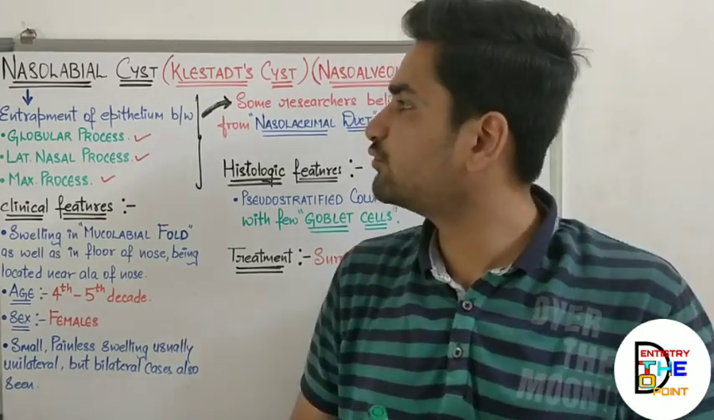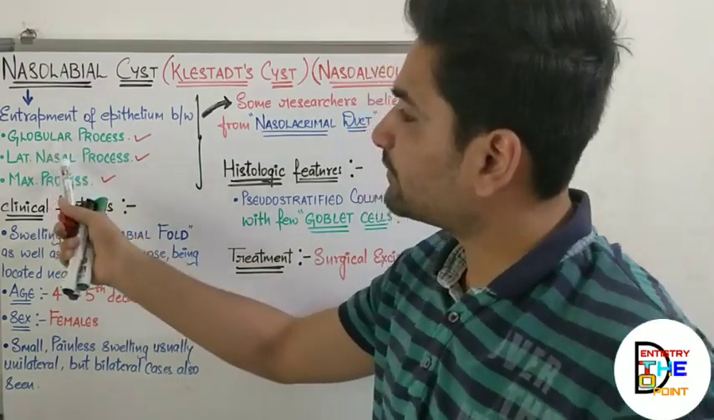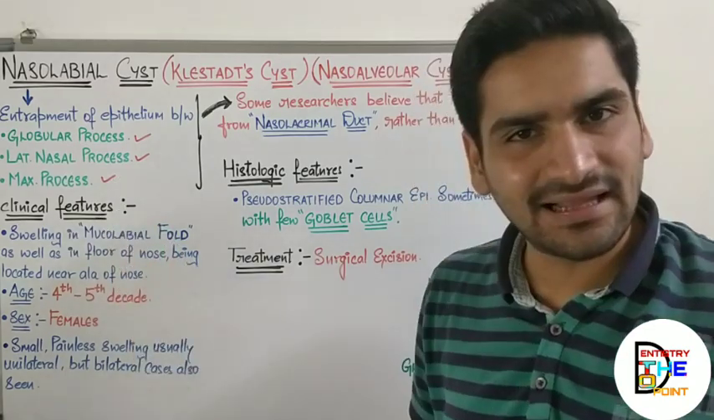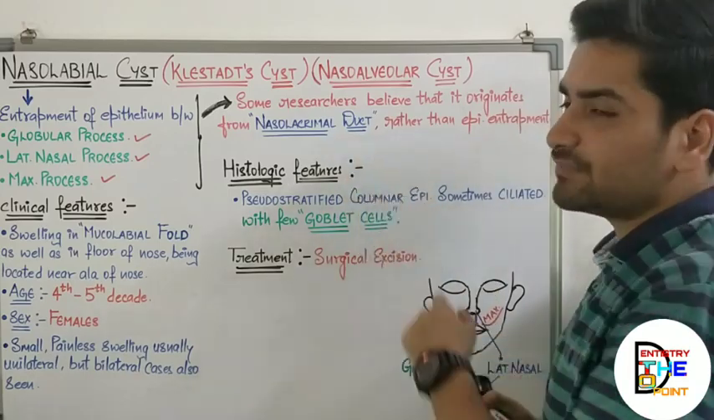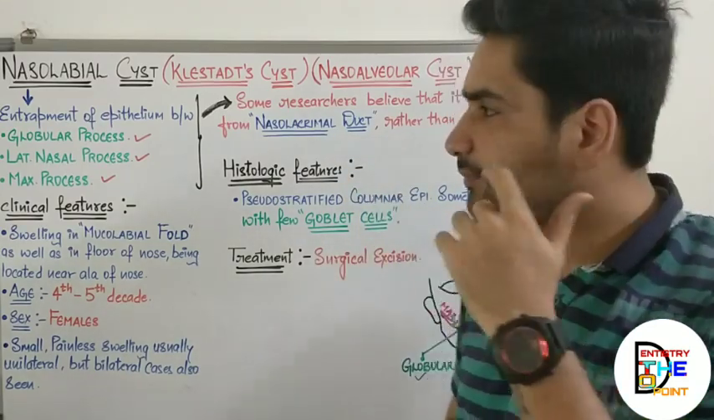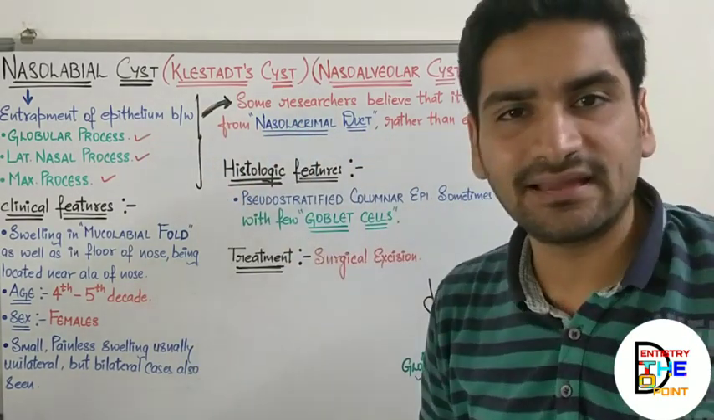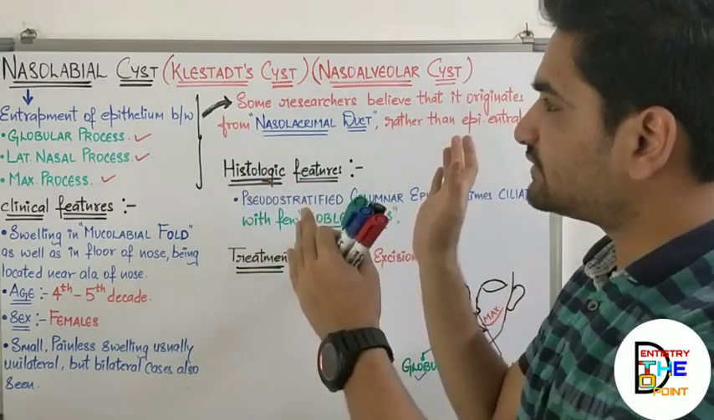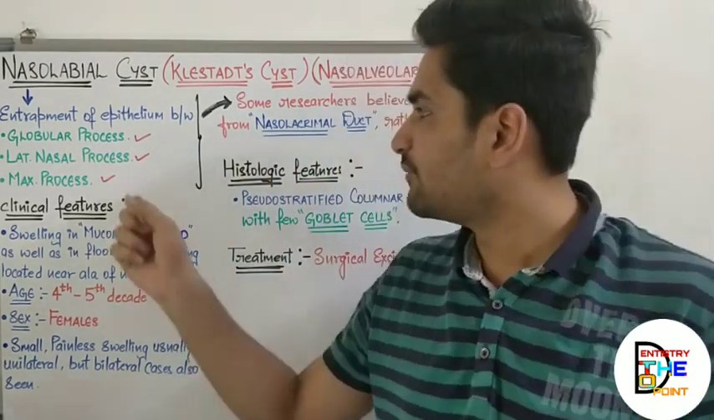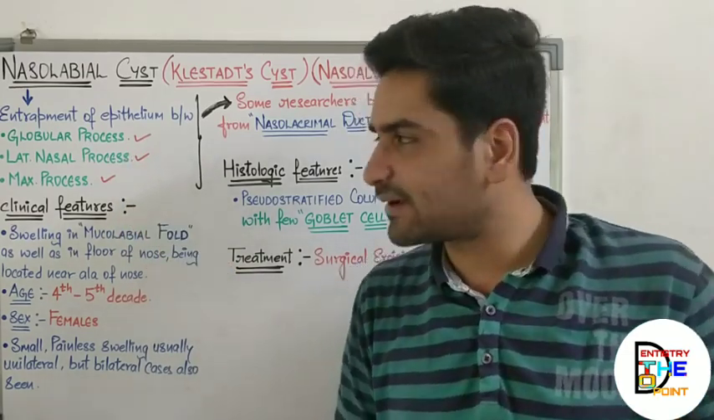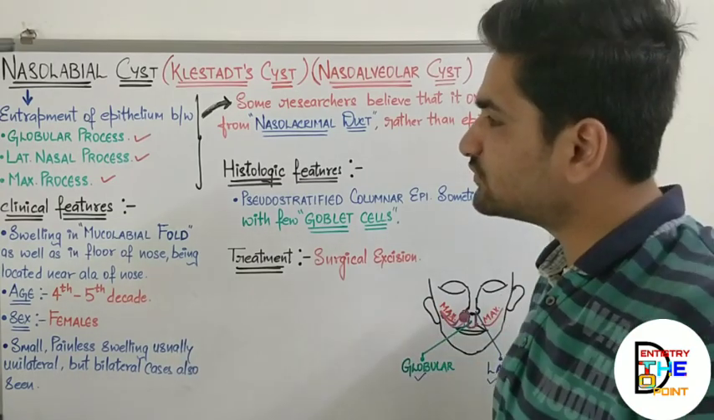Why will it be present? Due to entrapment of epithelium. Which three processes? First again globular process, lateral nasal process and maxillary process. Now some researchers also believe that it originates from nasolacrimal duct. From the lower part of nasolacrimal duct, the cyst can originate rather than from epithelial entrapment. But these are mixed views. We also saw the views of different researchers in previous cysts also, but the main cause was considered to be entrapment of epithelium, right? Next, moving on to the clinical features of nasolabial cyst.